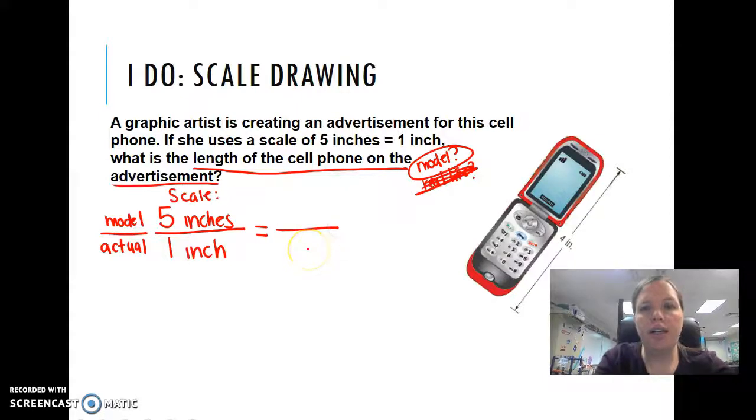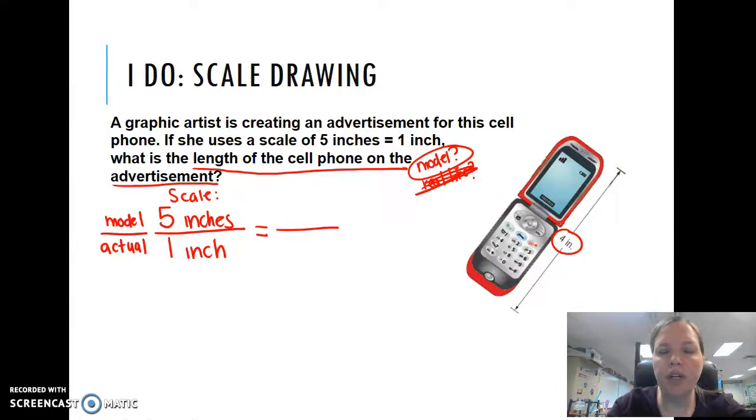On my other ratio here, I've got to think, what do I have? I have the 4 inches here. 4 inches is the cell phone in real life. So I'm going to line that up with my actual value, which goes in the denominator.